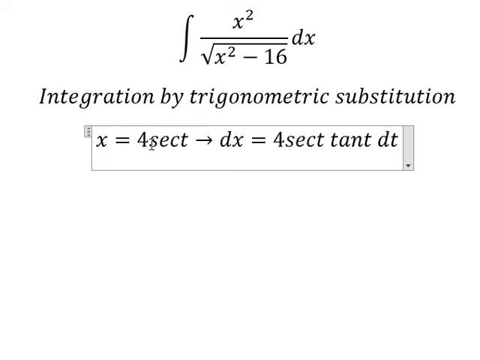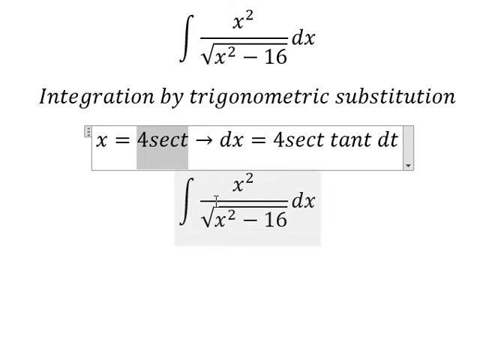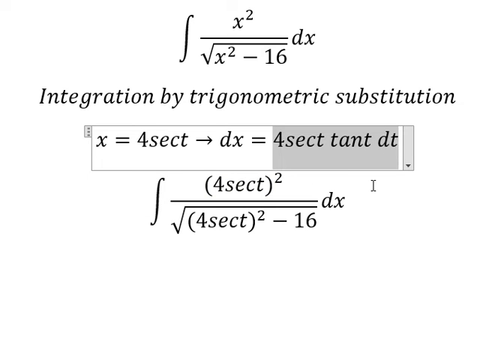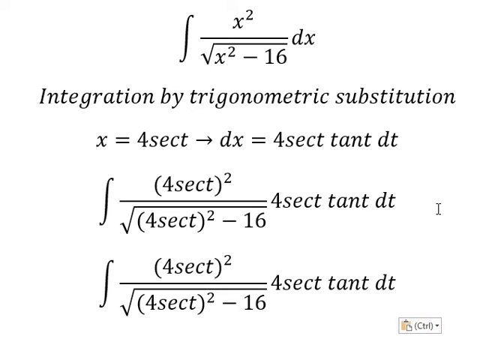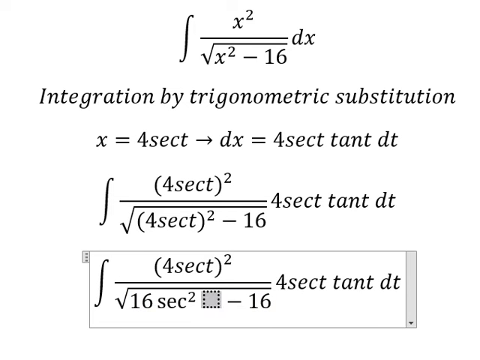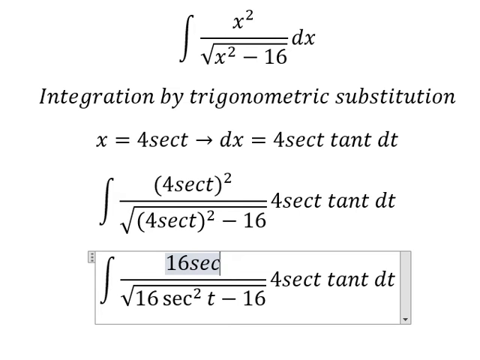After we first take the derivative of secant of t, I will put this one here and here. ds we change by this one. This one you get 16 secant of t squared.